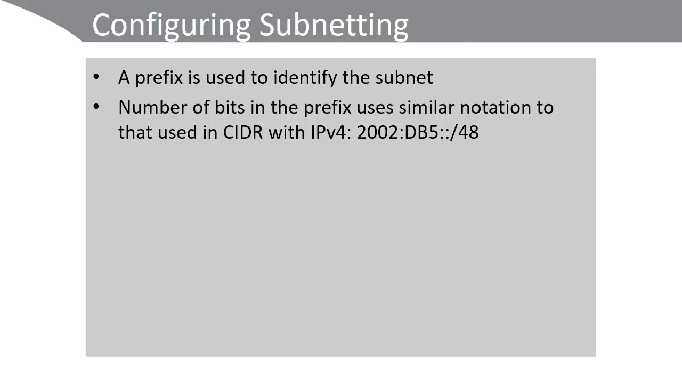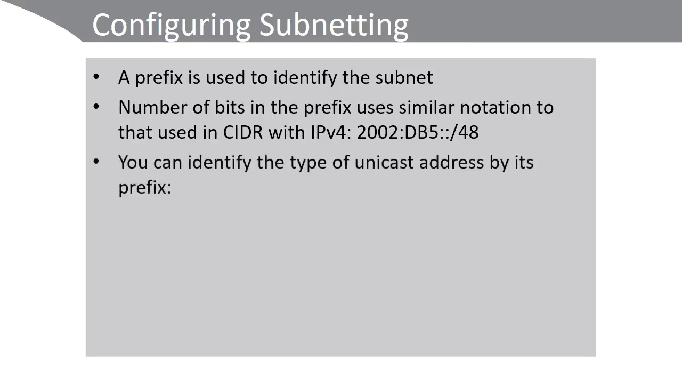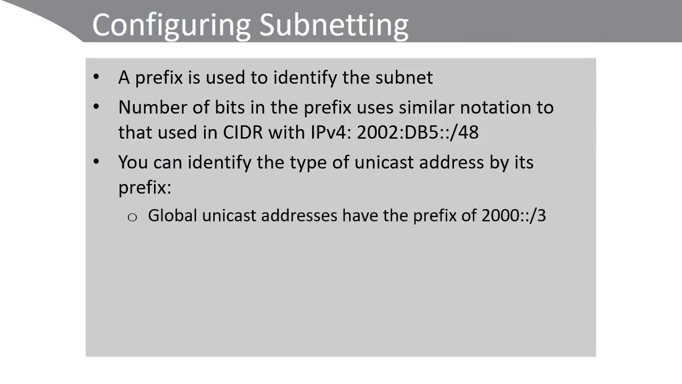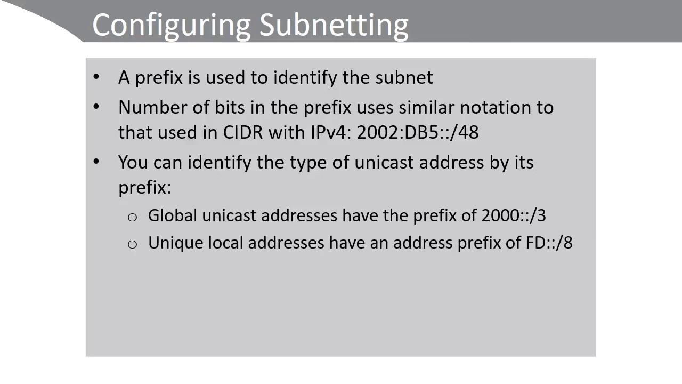Similarly, in IP6, we can use the same system. So the number of bits in the prefix uses a similar notation to classless interdomain routing that we see in IP4. So here we have 2002:db5::/48, telling us that the first 48 bits of the address represent the network and subnetwork. You can identify the type of unicast address by its prefix. So a global unicast address has the prefix of 2000::/3. A unique local address has an address prefix of FD::/8. And link local addresses have a prefix of FE8::/64.